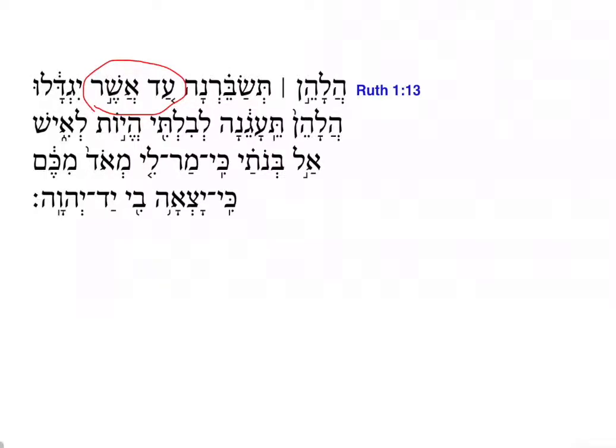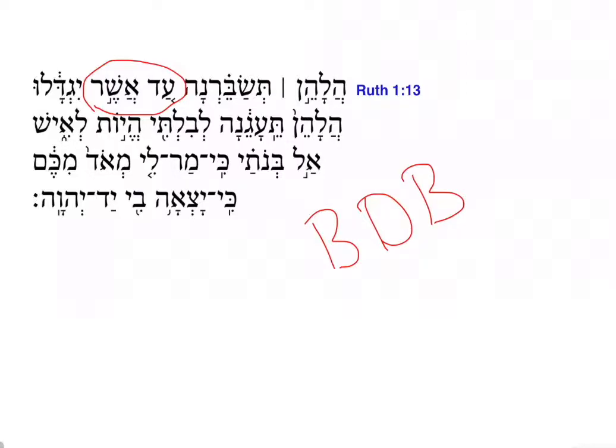When you have two particles put together like this, your lexicons are very helpful in showing how you translate them and how they are being used. Again, I like to use Brown Driver Brigs or BDB. There are also other really good lexicons. Just out of personal preference, I use BDB.